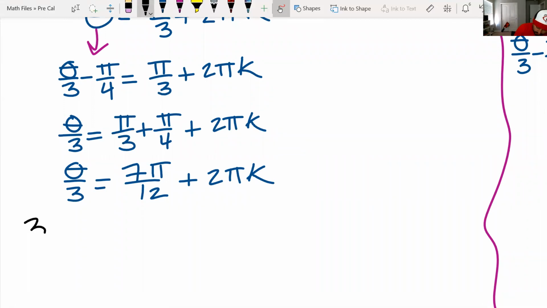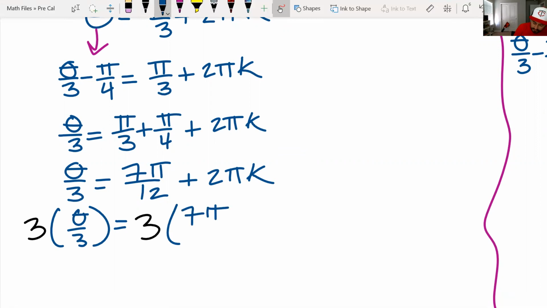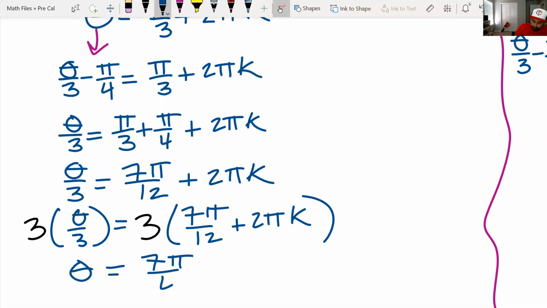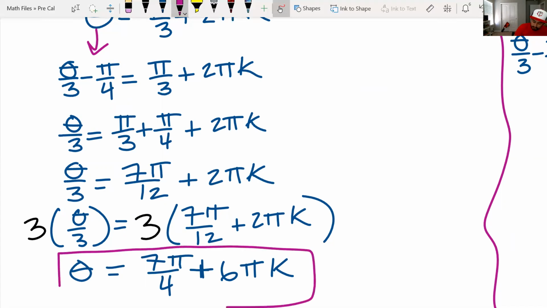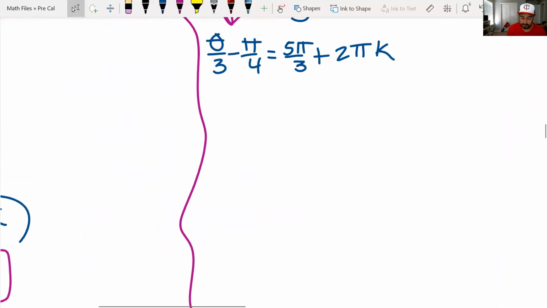So 3 times theta over 3 equal to 3 times 7 pi over 12 plus 2 pi k. And you'll get theta equals 7 pi over 4 plus 6 pi k. There's one general solution. All right, now let's go fix this one.